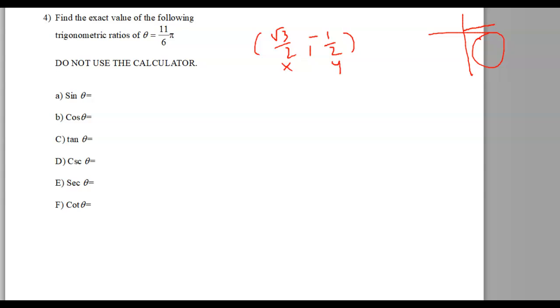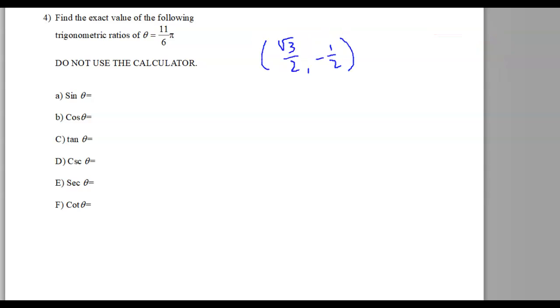Now, how do you find all six trig ratios? Well, look at these colors. You use these coordinates. These are the coordinates for the trig ratios. Sine is y, cosine is x, tangent is y over x, cosecant is 1 over y, secant is 1 over x, and cotangent is x over y. So let's go ahead and find them.